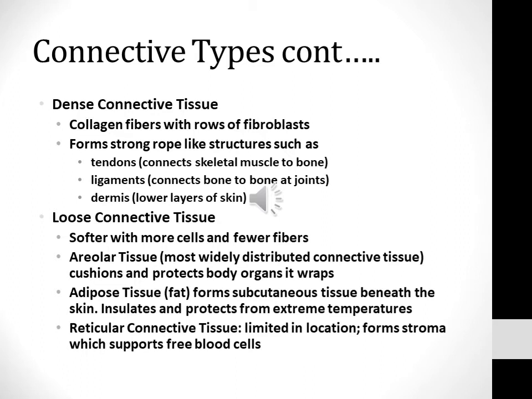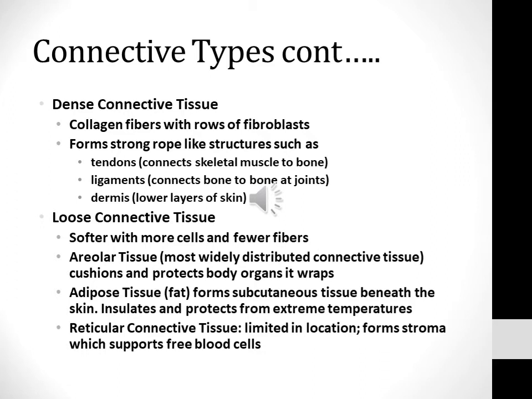We want it to cover and support what's going on. So the lower layers of the skin are going to be your dense irregular. Your tendons and your ligaments, with parallel fibers, are going to be dense regular. Then your loose connective tissue is softer. We get more cells and less of our fibers, so we start to see a looser mix of things going on here.